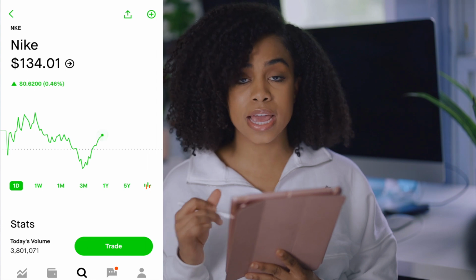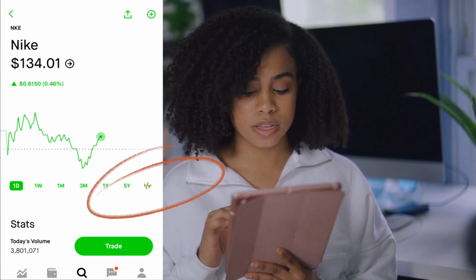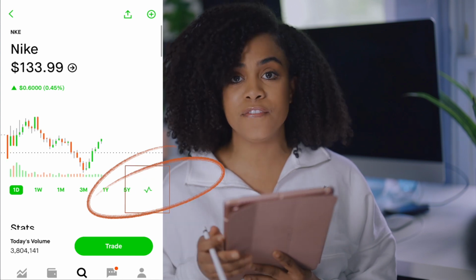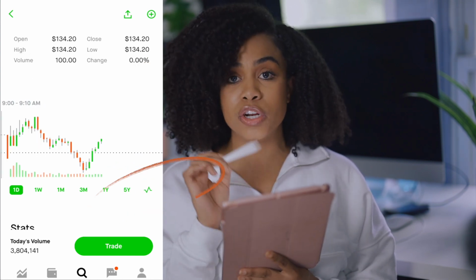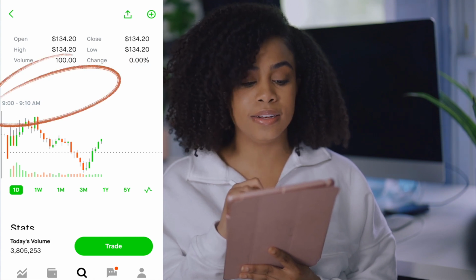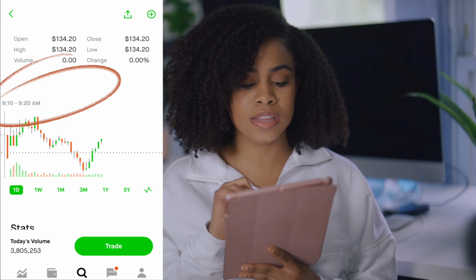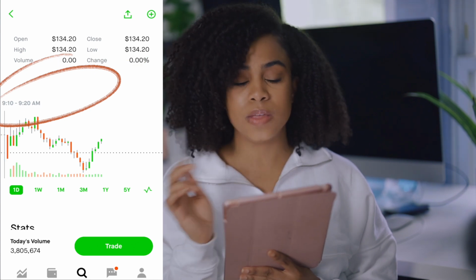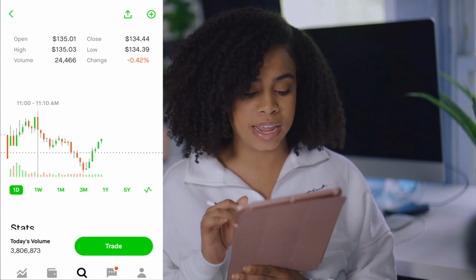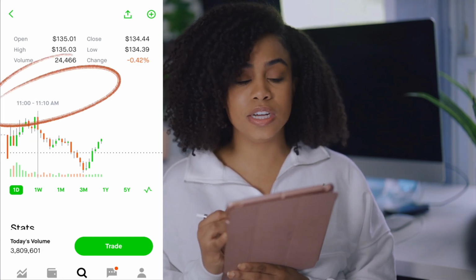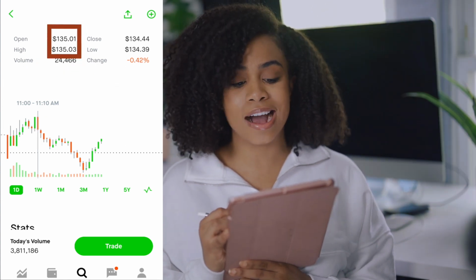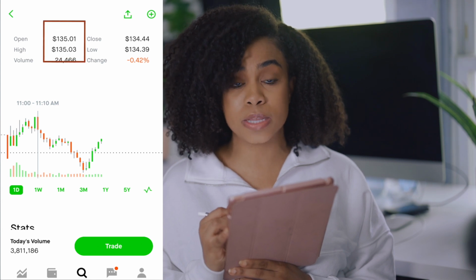So if I wanted to look at Nike in the form of a candle chart, I can hit this icon over here, and what that does is it helps me view the highs and lows in a particular time period of the day. So right here I could see from 9:10 to 9:20 a.m. Nike isn't really a volatile stock, but if I wanted to see the price of Nike, what it went up or down to at 11 o'clock. So it says from 11 o'clock to 11:10, it opened at 135.01. It had a high of 135.03 between that time period.